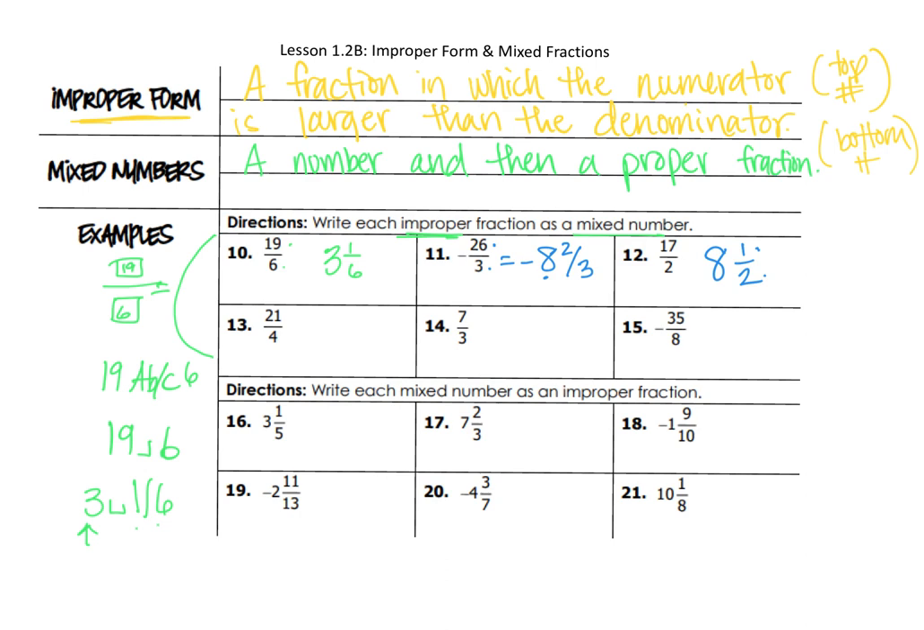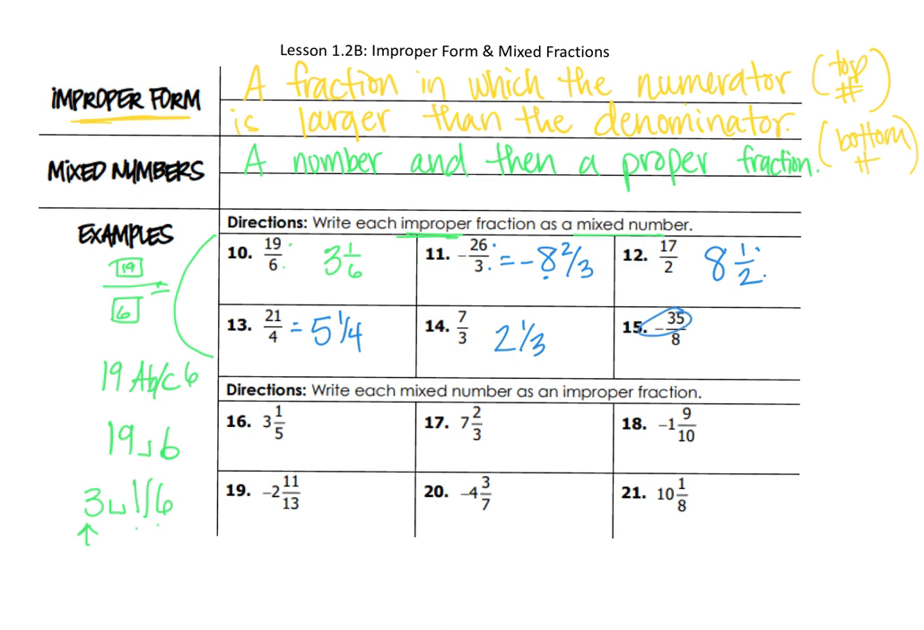Push 21 and then 4, and that as a mixed fraction is 5 1/4. Number 14, we have 7/3. So type in 7, fraction button, 3. Again, I'll go over this in class and make sure all of you know how to use these buttons. This is 2 1/3. And last, for improper to mixed, we have -35. It goes in the top.